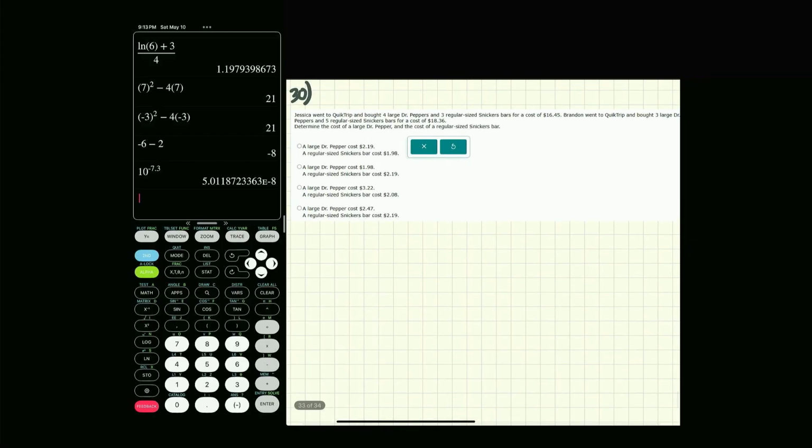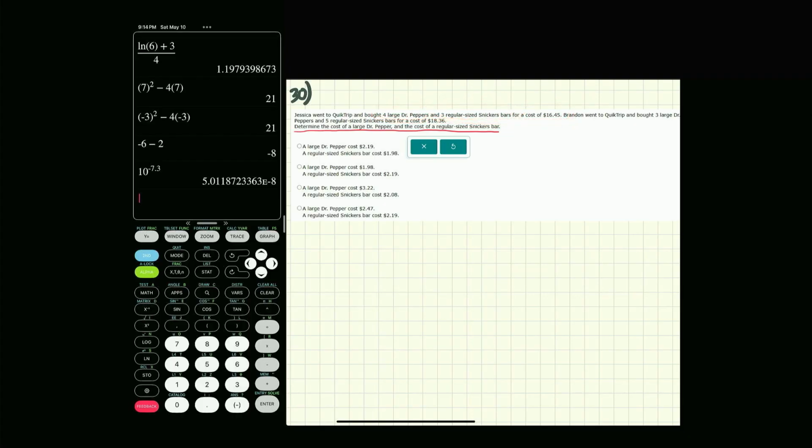Problem 30 is asking us to solve another word problem very similar to the last one, but this time they want us to determine the cost of the items. So let's come up with some equations here. We've got 4 Dr. Peppers and 3 Snickers bars for a cost of $16.45.